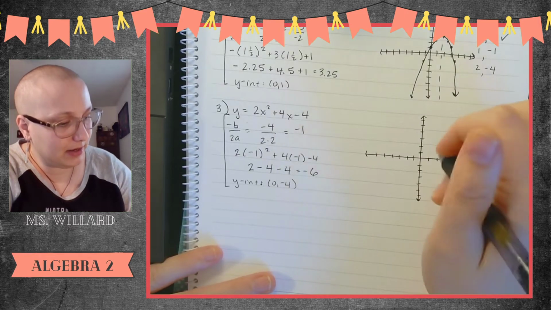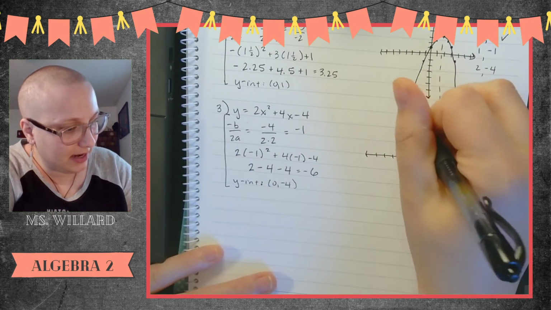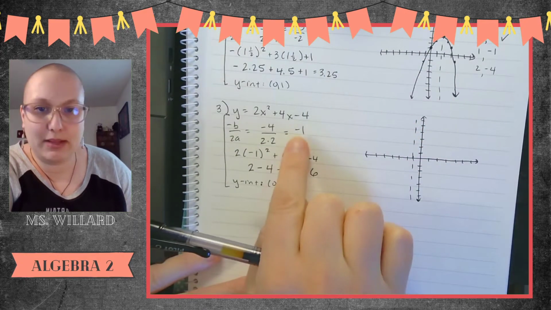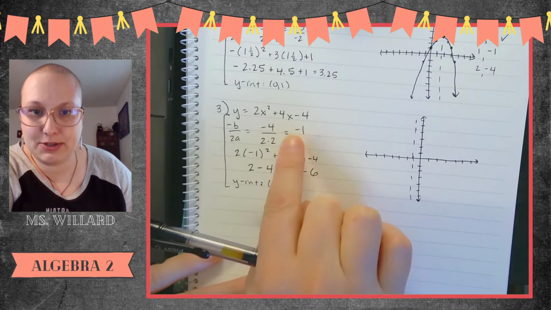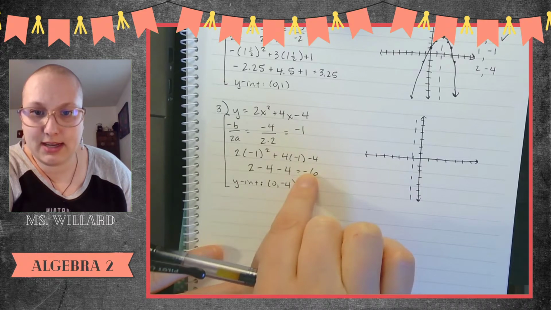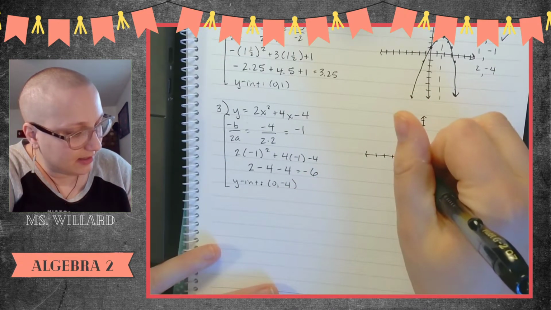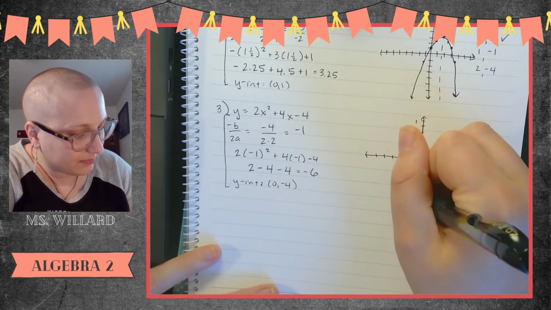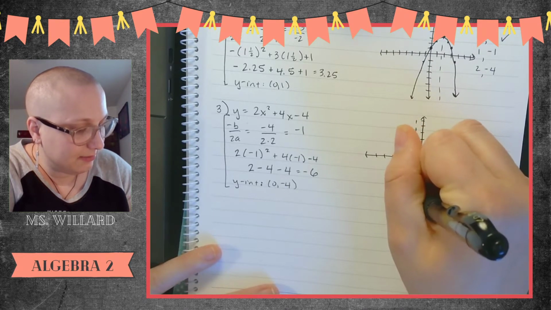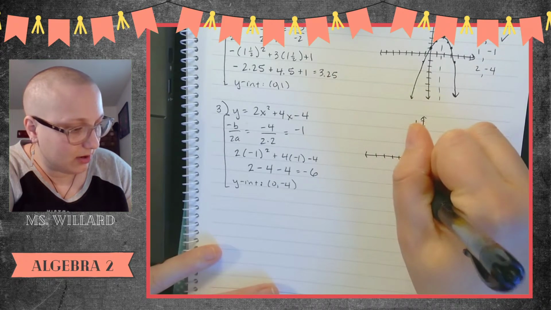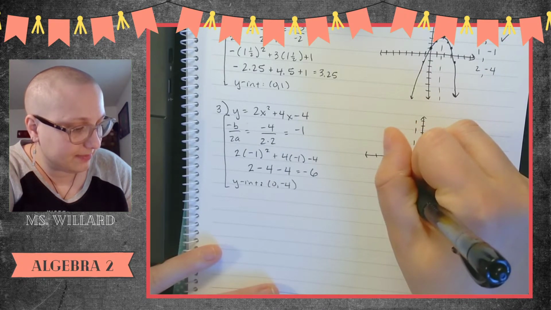So here we're going to put in my axis of symmetry at -1. I'm not doing a super good job of labeling what these are. So this is the axis of symmetry. This is the vertex, and then I do label the y-intercept. So at -6, that's where my vertex is. And then my y-intercept's at -4. So I also have one on this side.